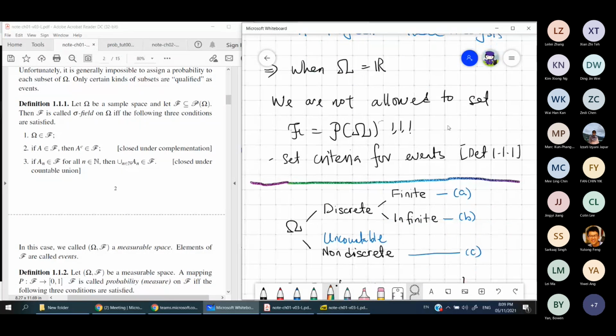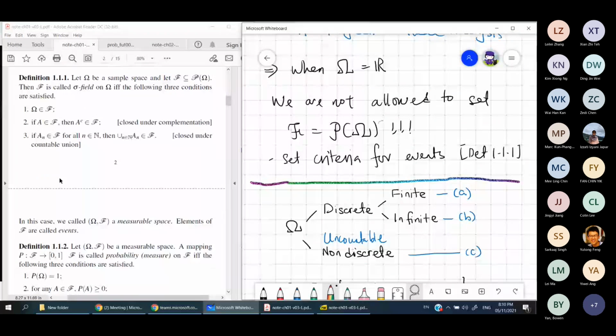So that's the thing. Now we come up with conclusions. We cannot simply take any subset to be an event. So that's why we can only set particular types of subset to be events. That's why we set a criteria for event. So that is this 1, 2, 3 over here.